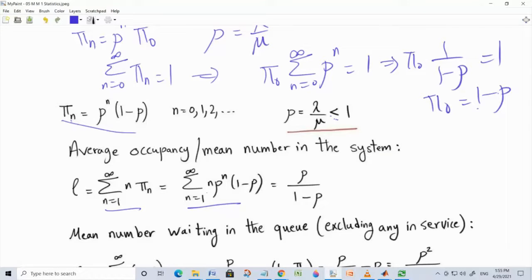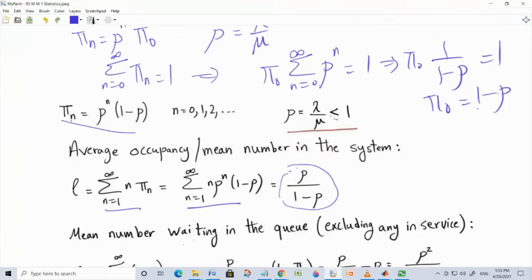And again, you can do this sum in a number of ways. One of them is just to use software, but it's actually doable by hand, but we don't have time for it. This summation can be evaluated to give rho over 1 minus rho. So this is the average number of customers in the system.